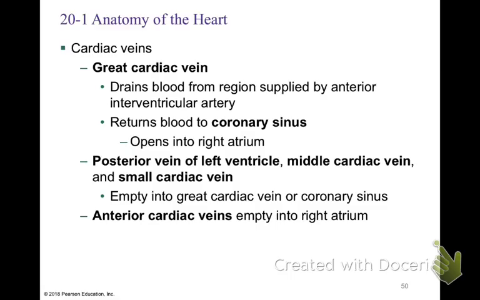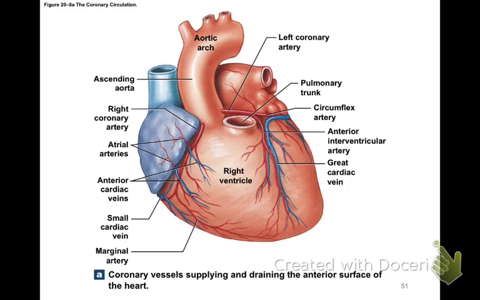So the great cardiac vein drains blood mostly from the left side of the heart. And then there's a middle cardiac vein and a small cardiac vein that carry blood from the right side of the heart. And then there's various others, and we're just not worried too much about all of those. The main one I want you to know is the coronary sinus, but it's on the back.